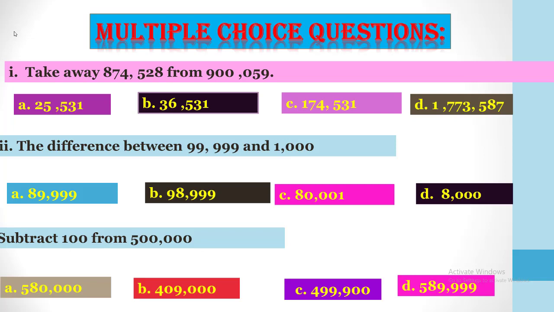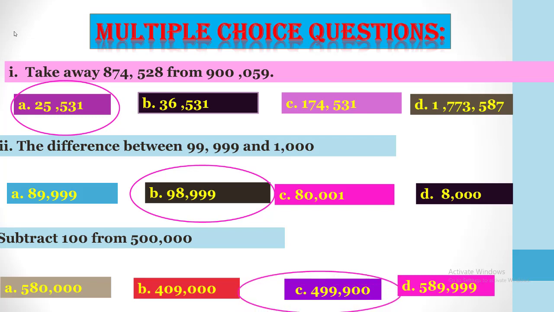The answer of the first one is the first option, 25,531. The answer of the second one is, check your answer students, 98,999. Got it? And the answer of the third one is 499,900. Got it students? Did you solve it correctly?